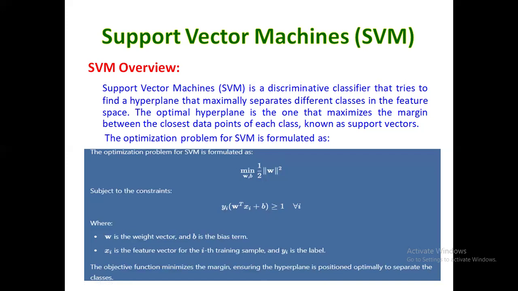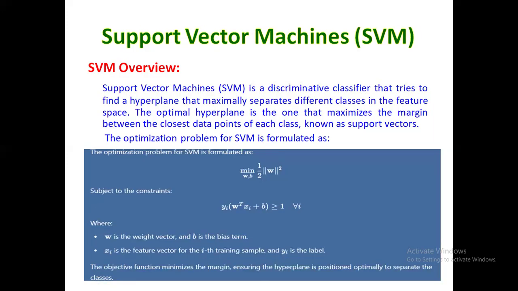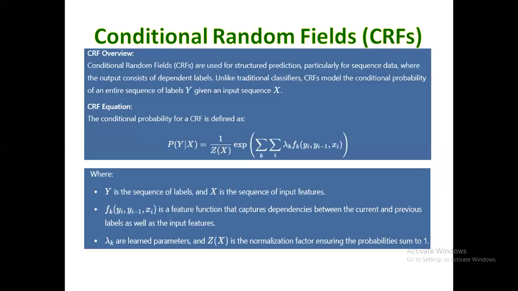So the goal is to minimize the magnitude of the weight vector, which corresponds to maximizing the margin between the support vectors and the decision boundary. The constraints ensure that the data points are correctly classified with a margin of at least one from the hyperplane.